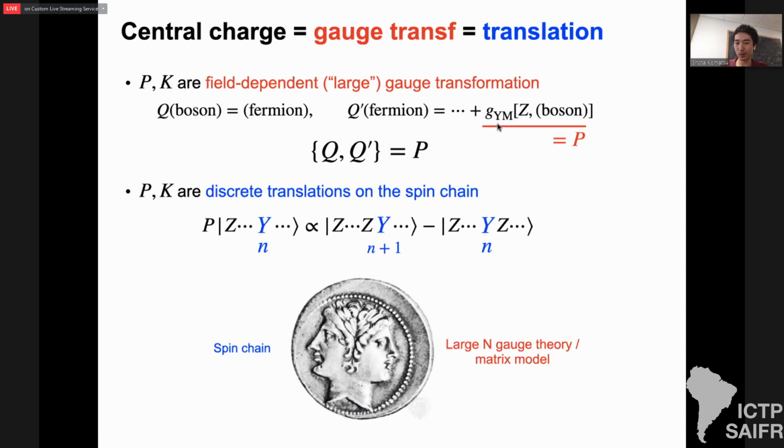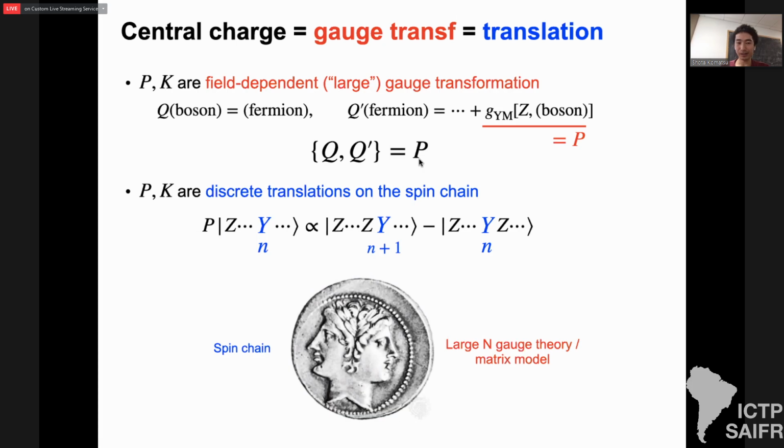And what is most important here is that this P comes with g_YM, and that's basically the reason why P knows about the coupling constant dependence. And this relation can be summarized into this anticommutator: Q and Q prime anticommute to P.